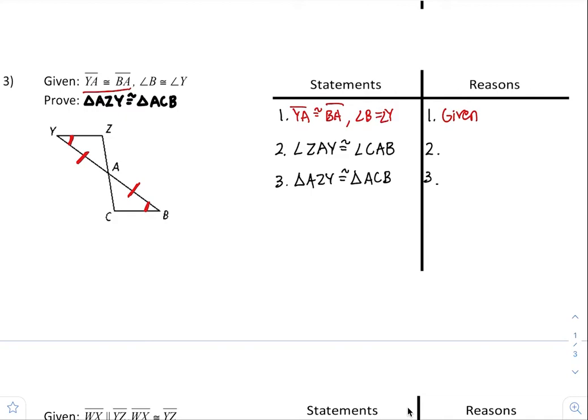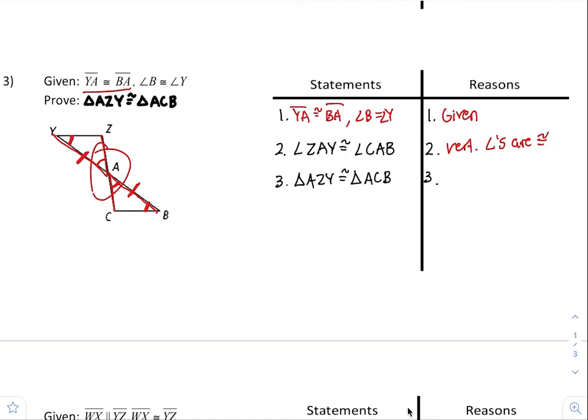Alright, now we wrote down our given stuff. Now let's look at the next statement. So it says, you guys, angle ZAY, so this angle, you guys, is congruent to angle CAB, which is this one. So why can we say these two angles are congruent, you guys? Because those are vertical angles, and vertical angles are congruent.